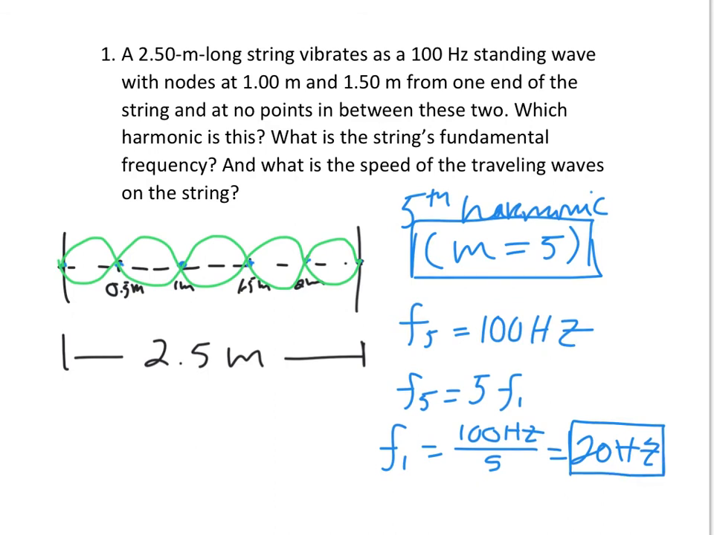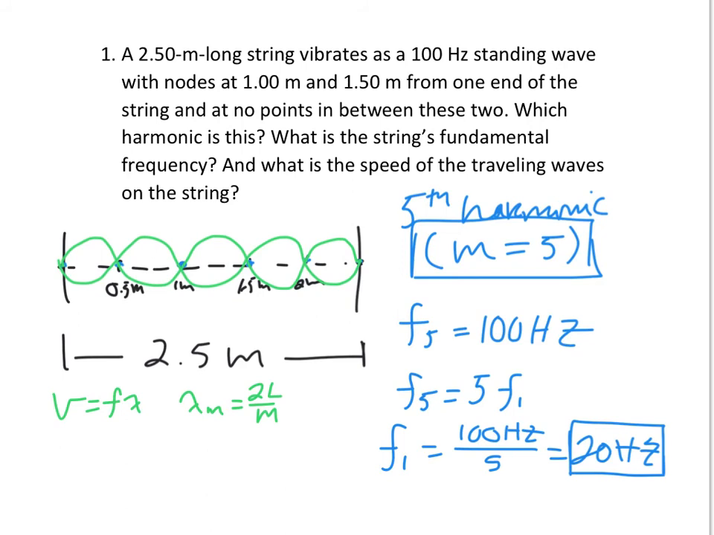The last thing it's asking for is the speed of the traveling waves on the string. So because the string is the same, it's not changing, the tension's not changing, the speed, no matter what harmonic you're in, is going to be the same. So in order to find speed, we know that speed equals f lambda. We have the frequency for the fifth harmonic, we have the frequency for the first harmonic, but we don't have the wavelength. You can find the wavelength for either of them. We know that lambda m equals 2L over m.